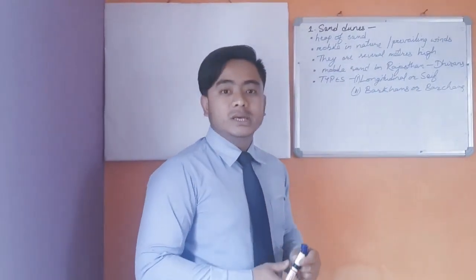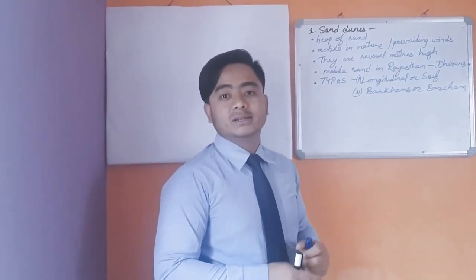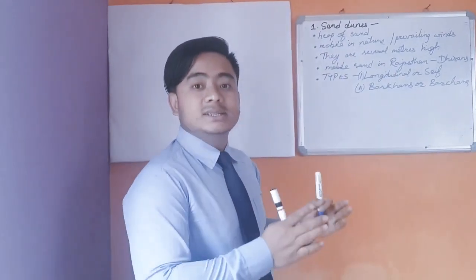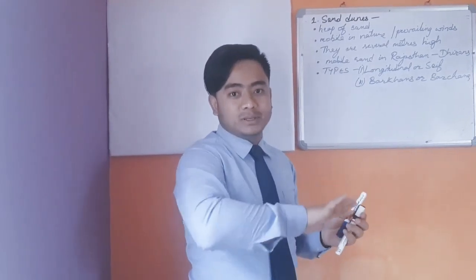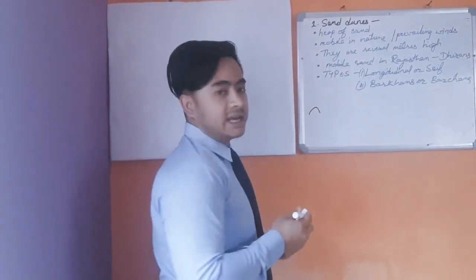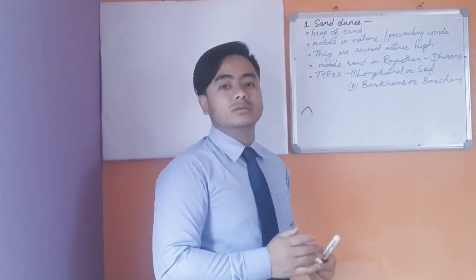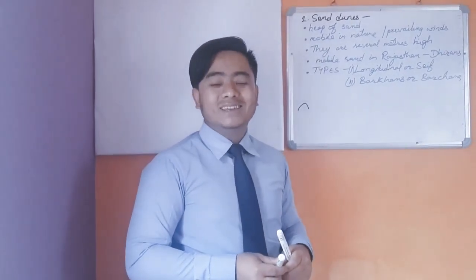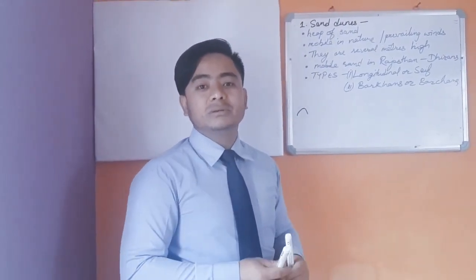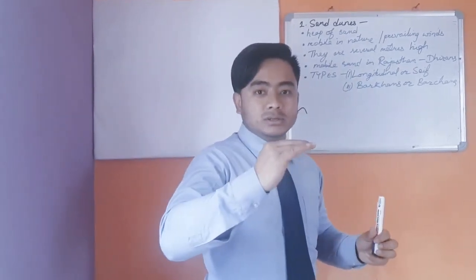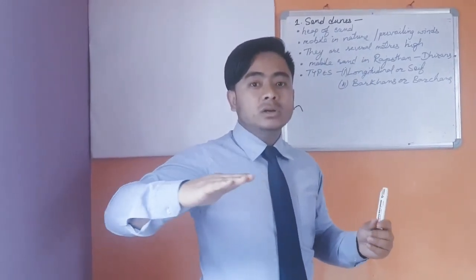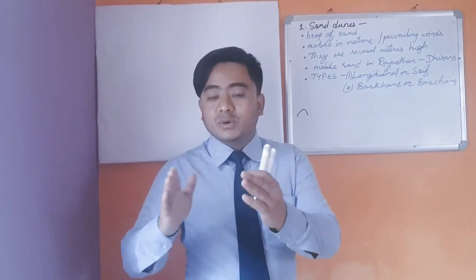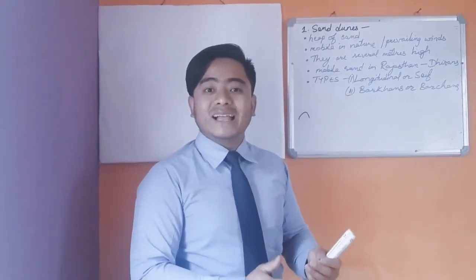dunes. So it's very important to know what is sand dune. A sand dune is a heap of sand. Heap means like this. Heap of sand that is formed by the deposition of the wind. And sand dunes are mobile in nature, moving in the direction of the prevailing winds. That means if the wind blows, the sand dunes also move from one place to another place. And these sand dunes that move from one place to another place are mobile sand dunes.